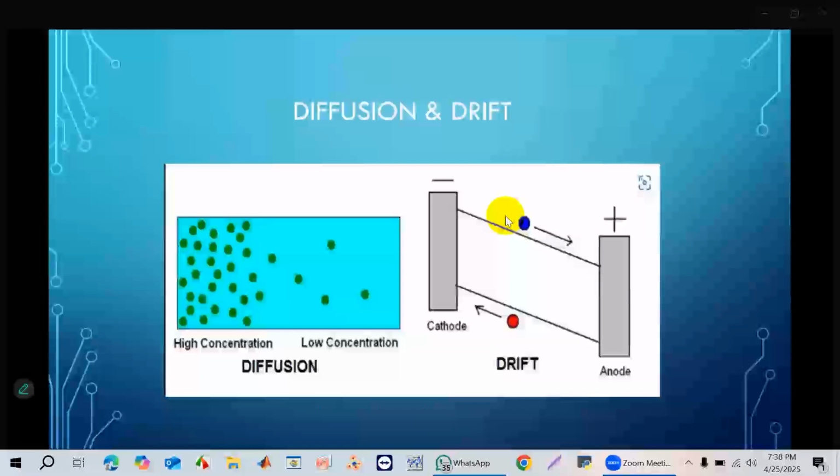There are two important phenomena to learn about the p-n junction. The first one is diffusion. Diffusion means the flow of electrons or holes from high concentration to low concentration. Due to the concentration gradient, electrons move from high concentration to low concentration. On the other hand, drift velocity means the movement of electrons due to the potential, from low potential to high potential.